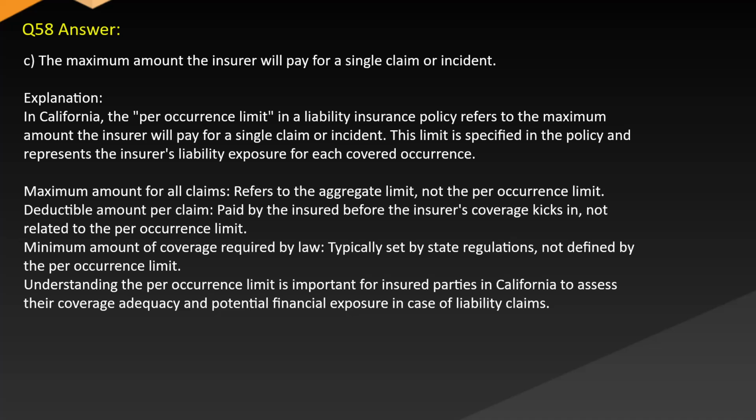Answer: C. The maximum amount the insurer will pay for a single claim or incident. Explanation: in California, the per occurrence limit in a liability insurance policy refers to the maximum amount the insurer will pay for a single claim or incident. This limit is specified in the policy and represents the insurer's liability exposure for each covered occurrence.